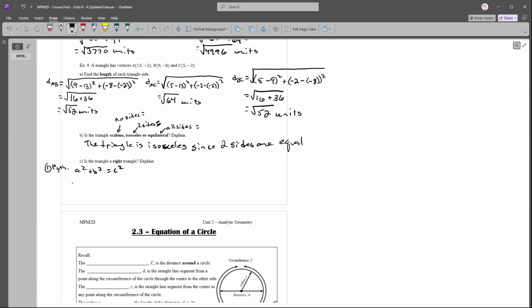So what we're seeing here is we have the square root of 52 squared plus the square root of 52 squared is equal to the square root of 64 squared. So if we write this out, that's just equal to 52 plus 52. On the other side, we have 64. So this is 104 equals 64. No, it most certainly does not. So since the left side does not equal the right side, therefore, it is not a right triangle.